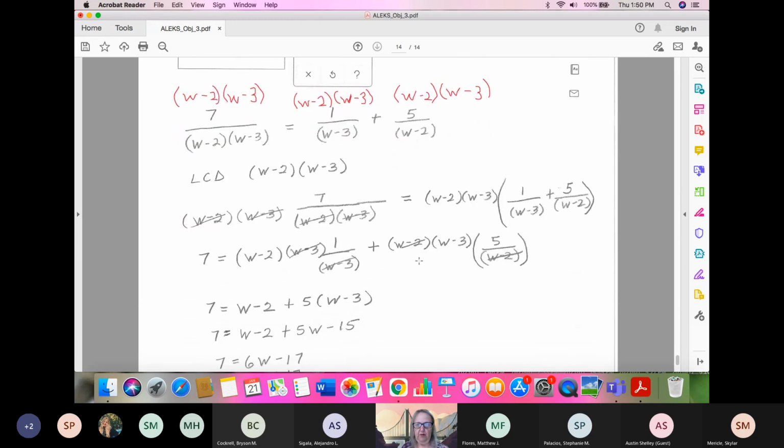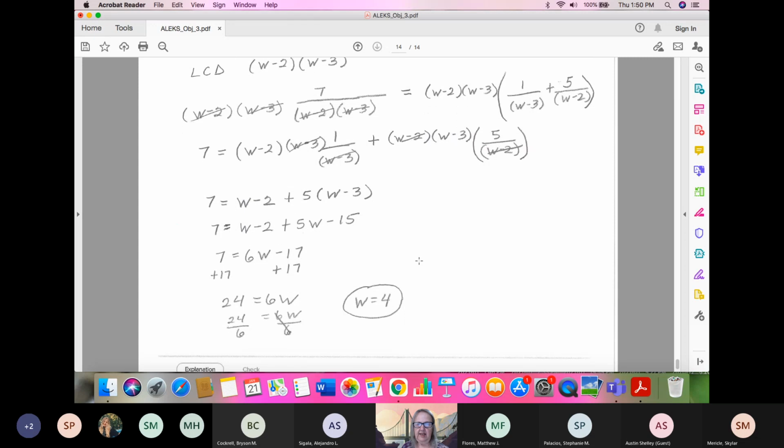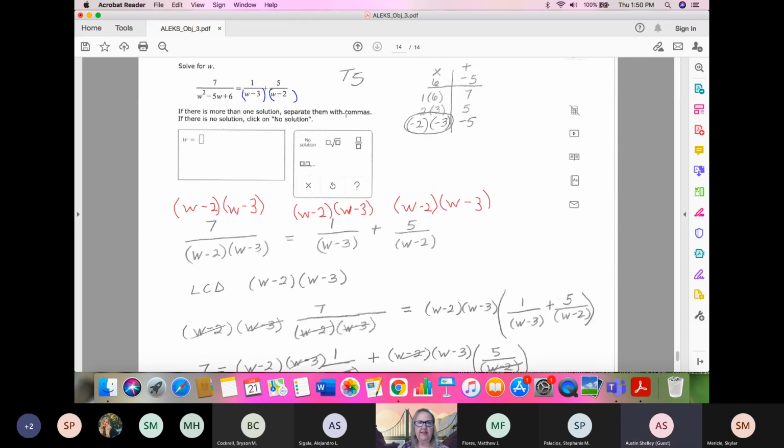And then you go through this whole problem, you get to the end, w equals 4. That's not going to cause you a problem. In this denominator, 4 minus 3 is 1, 4 minus 2 is 2. This has the same factors in it as these, so you've already checked it when you've checked these. Does that make sense?